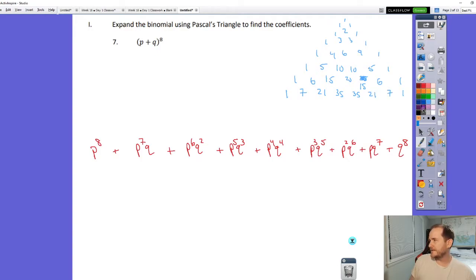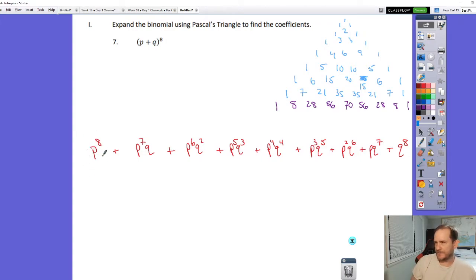And finally, the row that we care about, the one that has 8 as its second entry. 1, 8, 28, 56, 70, 56, 28, 8, and 1. So now we know. We can pick up all those coefficients and plop them in to our expansion.